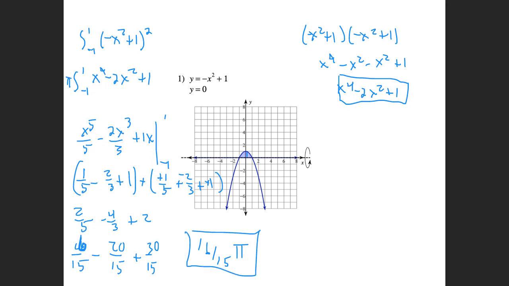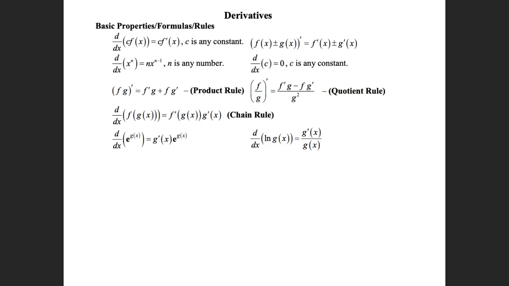Now, there's a lot of math involved in that problem. You've got to take an integral. You've got to be able to plug the value back in. Excellent job. Very, very nice. Love it. All right. Now, the rest of this week, we're reviewing derivatives.